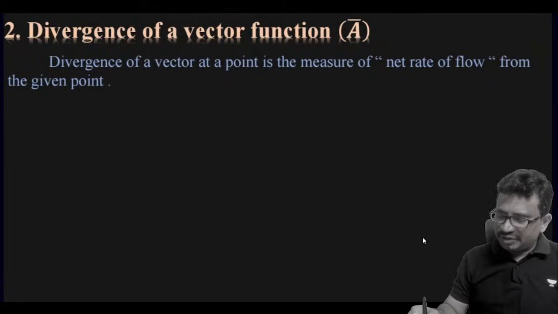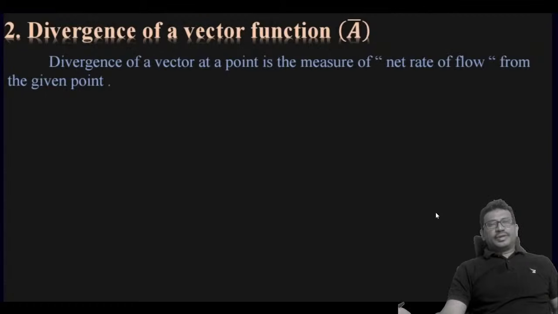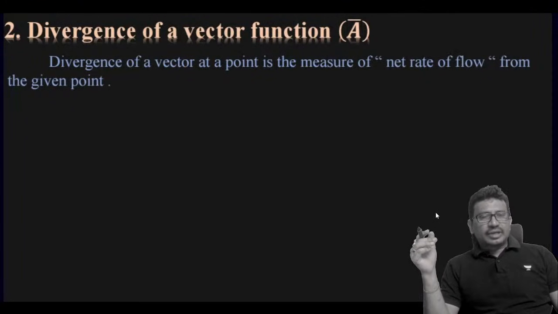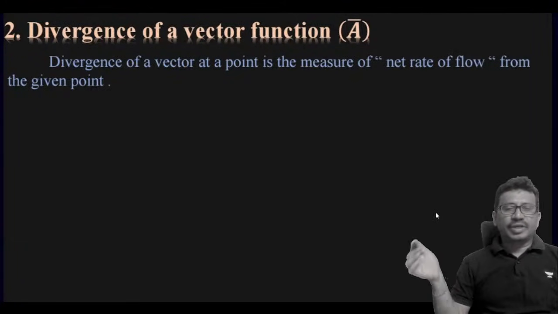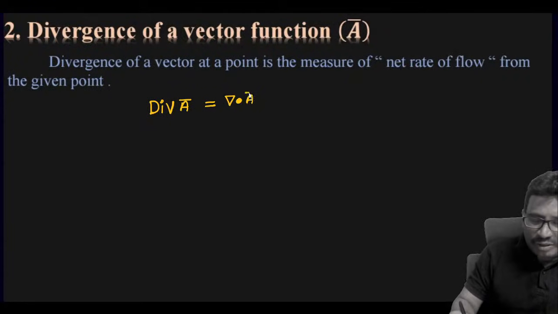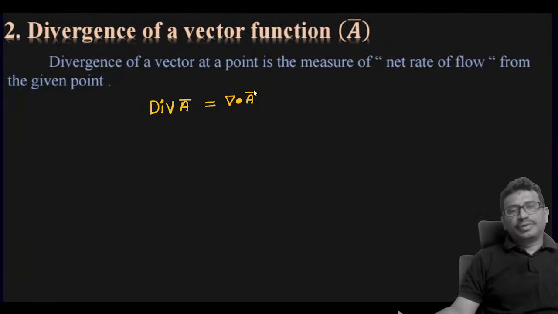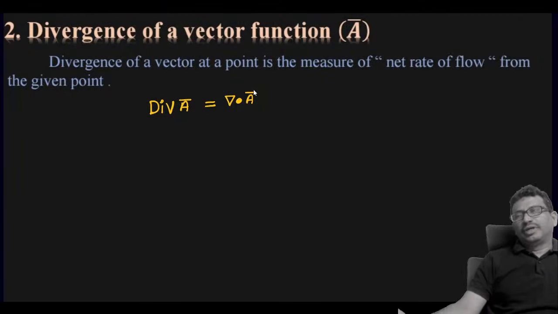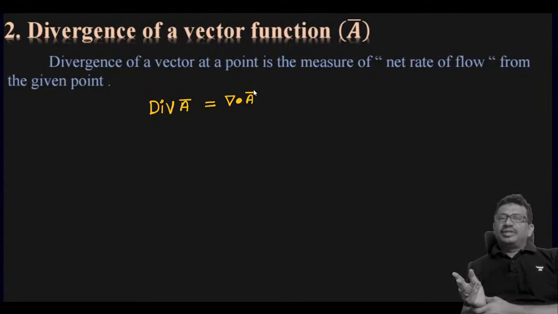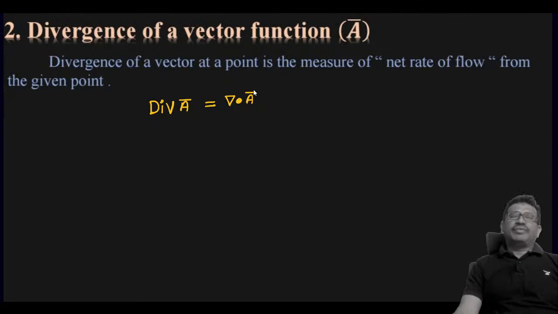Divergence. Divergence means what, tell me now? It is a measure of the net rate of flow from a given point. That means the divergence of A is given as del dot A bar. Del dot A bar is the divergence of A. Basically, divergence means leaving nature. If anything is leaving, we call the nature a diverging nature.